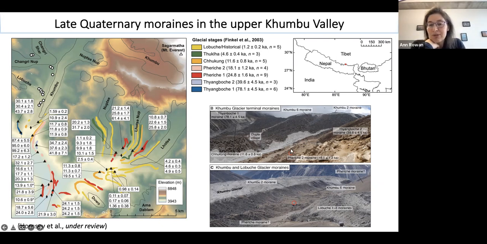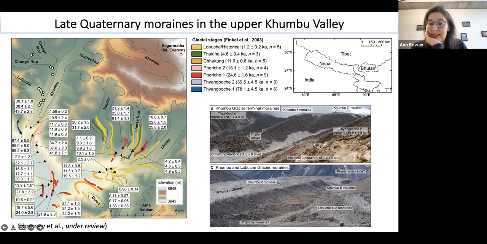And this photo shows what these moraines look like. So these moraines are huge. This is the terminal moraine complex of the Khumbu Glacier, and it's about 250 meters high. There's someone circled in red for scale. And you can see the terminal moraines are a sequence. There's probably two moraine crests in there that we can identify.